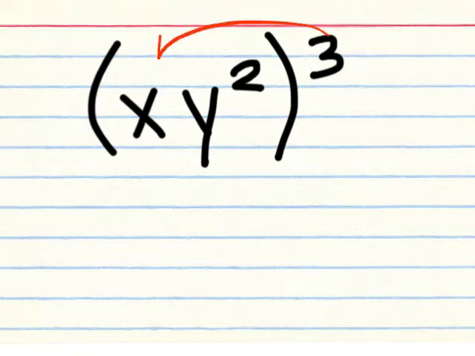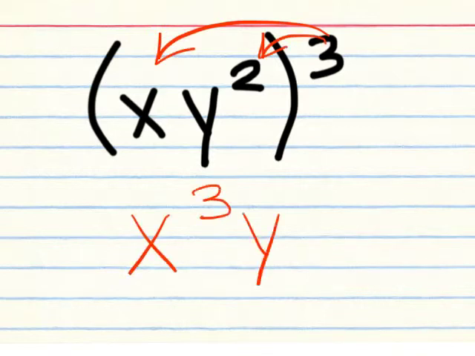The solution to the practice problem: distribute the 3 to each exponent inside. You should have x to the third, y to the sixth.